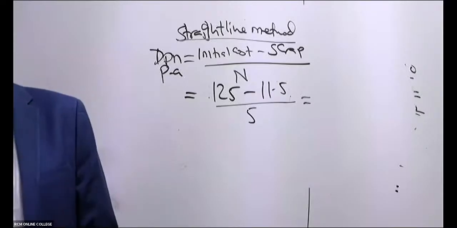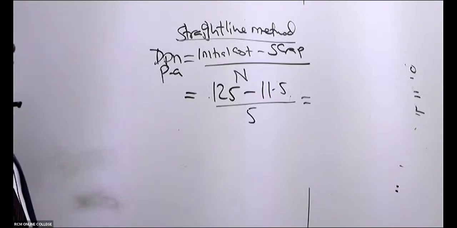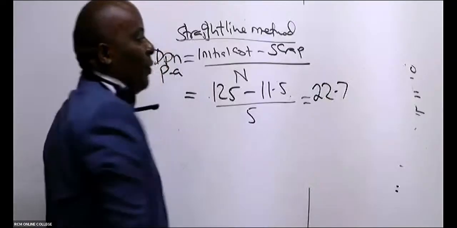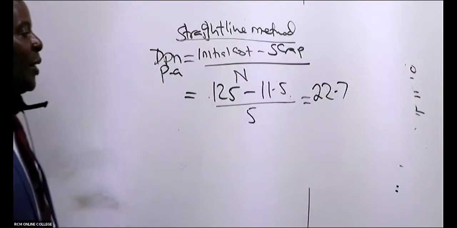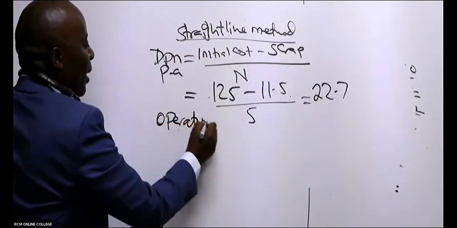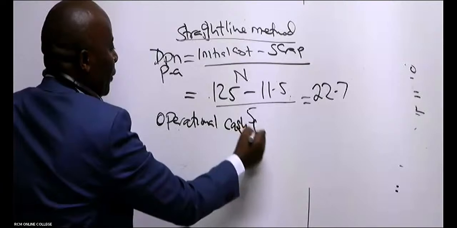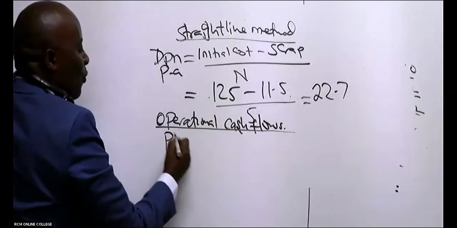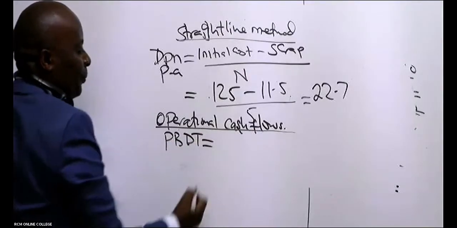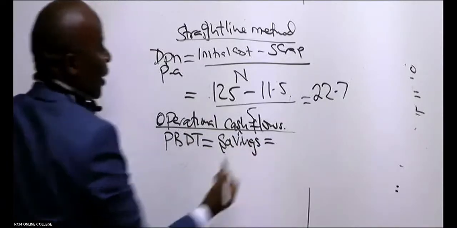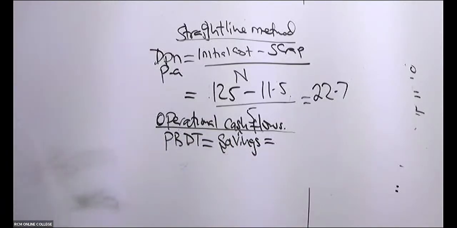So then at the end of the day, what figure are we getting here, my friends? 125 minus 11.5 divided by 5 gives me, according to Elizabeth, 22.7. So once I get this, I will be able to go very fast, and then I give my examiner the operational cash flows. So the operational cash flows: we have here profit before depreciation and tax. This will be the savings. So operationally, this machine will help me save how much?